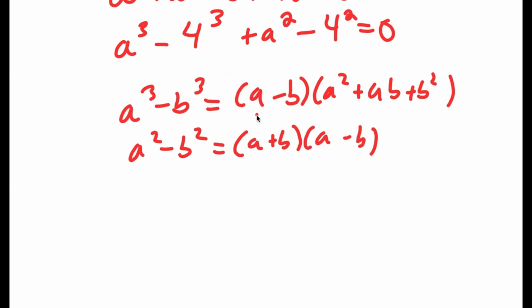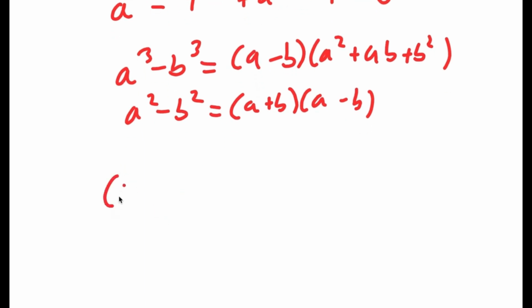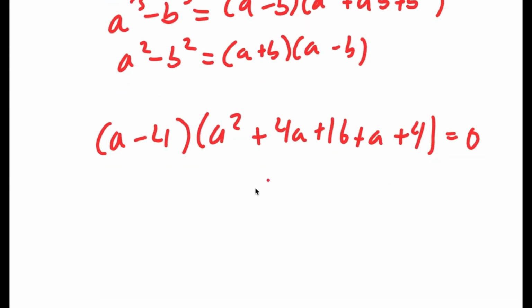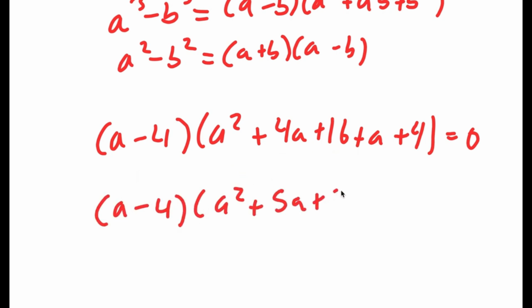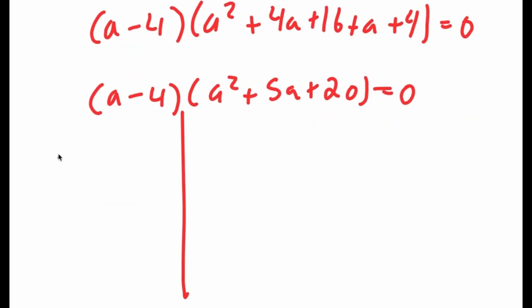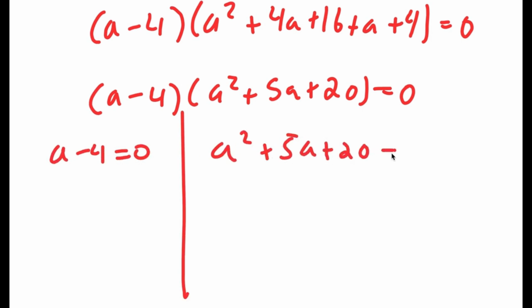So in this case, by using these two properties, I'm going to end up with a minus 4 times a squared plus 4a plus 16 plus a plus 4 is equal to 0. And this simplifies to a minus 4 times a squared plus 5a plus 20 is equal to 0. So now this gives me two equations. I get a minus 4 is equal to 0, and a squared plus 5a plus 20 is equal to 0.